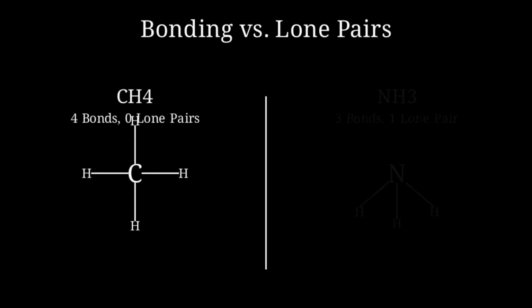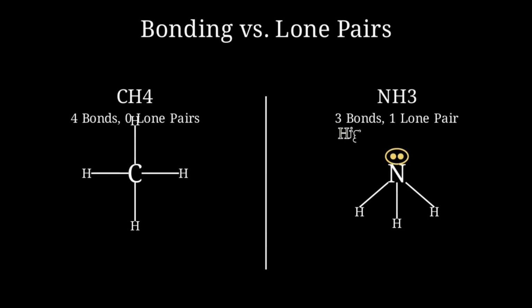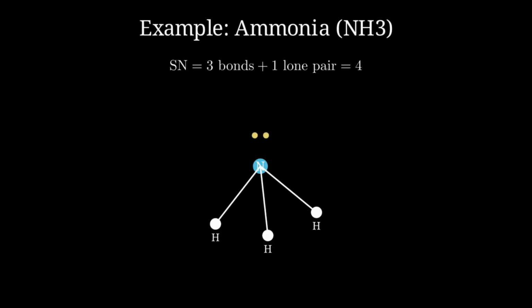While the steric number defines the electron geometry, the molecular shape depends on lone pairs. Lone pairs occupy more space than bonding pairs, which slightly pushes the bonds closer together. In ammonia, the steric number is 4, but one position is a lone pair. This changes the tetrahedral electron geometry into a trigonal pyramidal molecular shape with a reduced angle of 107 degrees.